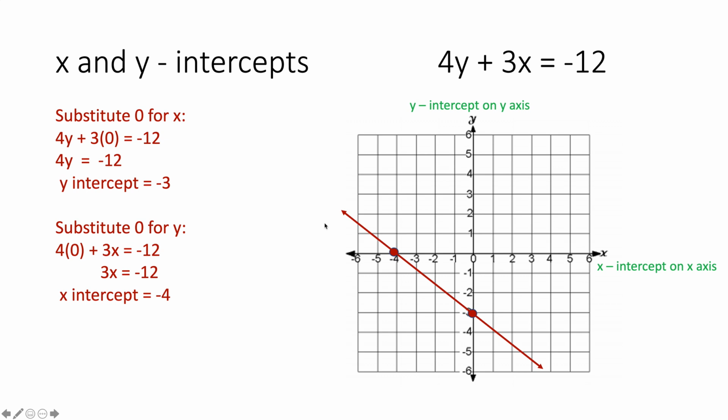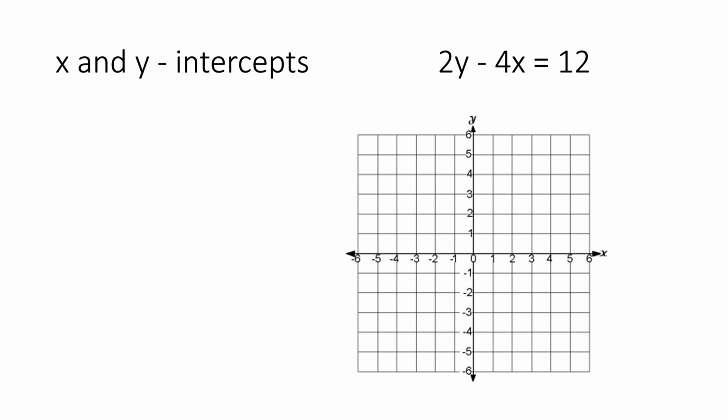So remember, when you graph by intercepts, plug in a 0 for x, it tells you the y-intercept. Plug in a 0 for y, it tells you the x-intercept. Mark the intercepts on each of the respective axes. Draw the line to connect them. Okay? You try this one.